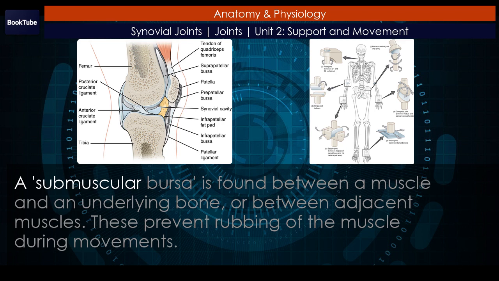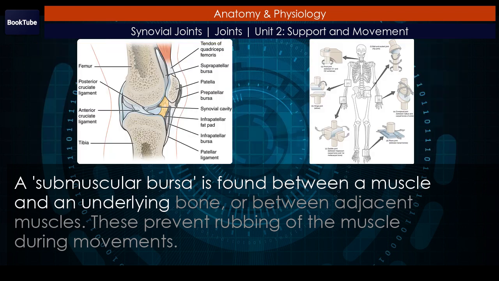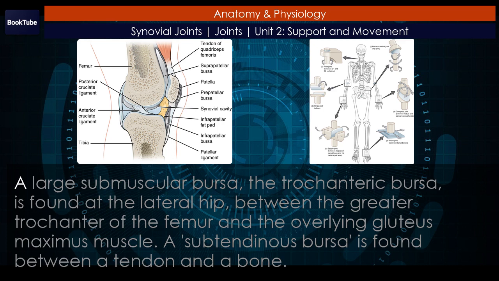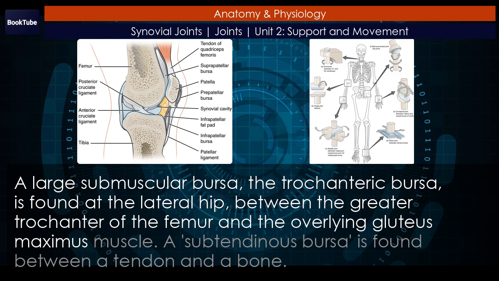A submuscular bursa is found between a muscle and an underlying bone, or between adjacent muscles. These prevent rubbing of the muscle during movements. A large submuscular bursa, the trochanteric bursa, is found at the lateral hip, between the greater trochanter of the femur and the overlying gluteus maximus muscle.